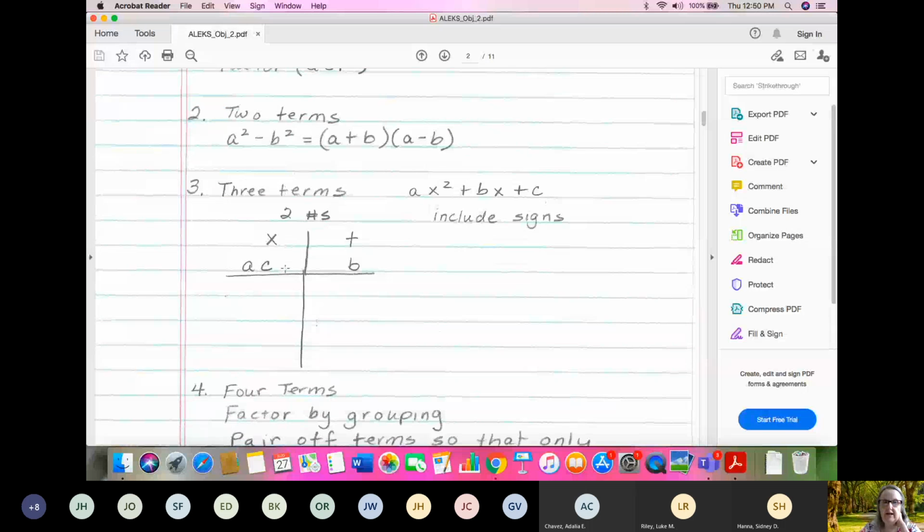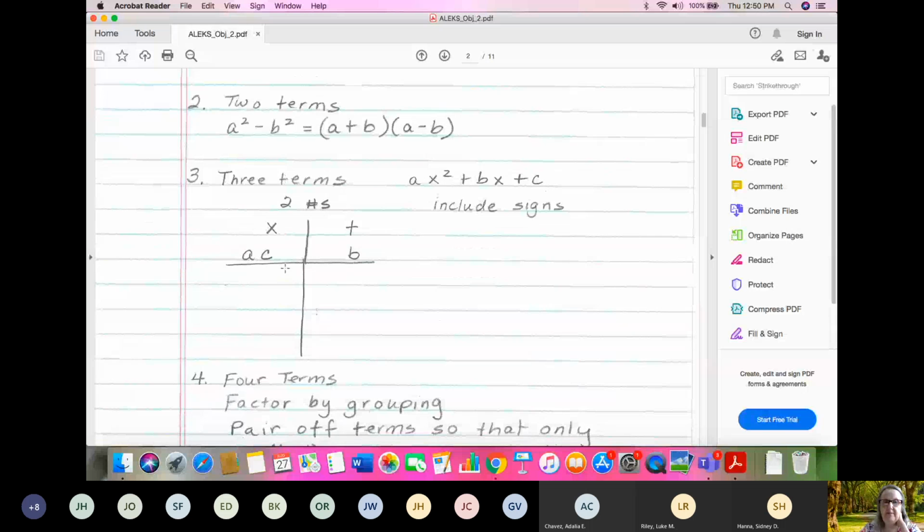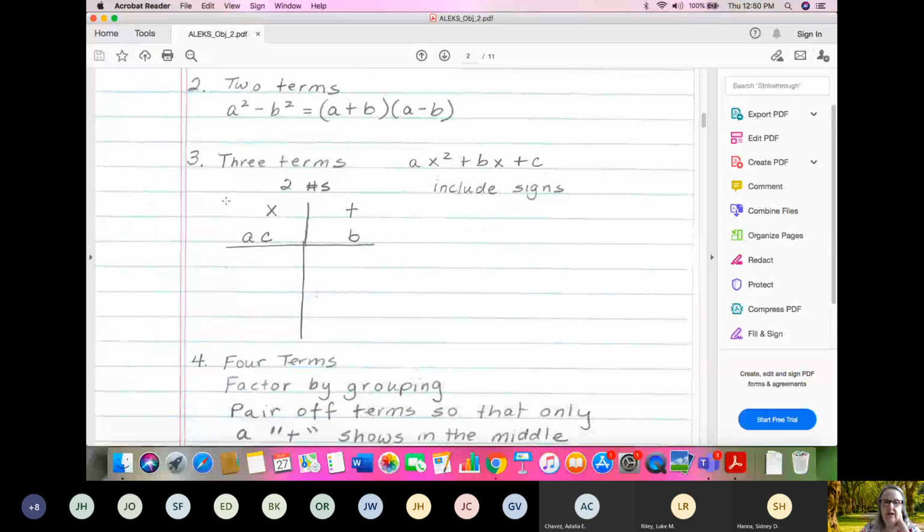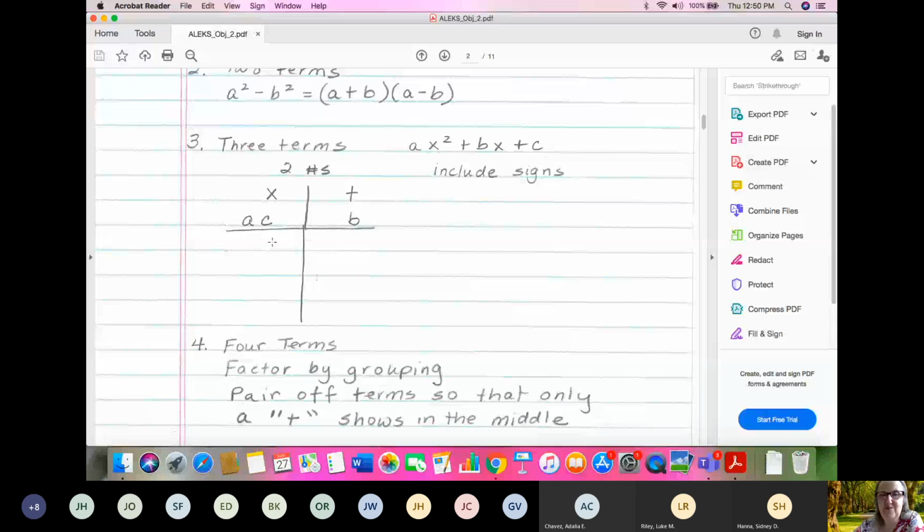Now going on, let's step it up and talk about 3 terms. Well, we've already started to talk about 3 terms. There was the ALEKS method. There's the method that I use, which is called the AC method, which ALEKS is really using too. That's where their M and their N are. Instead of calling it AC, they're calling it MN. That's really what they're doing.